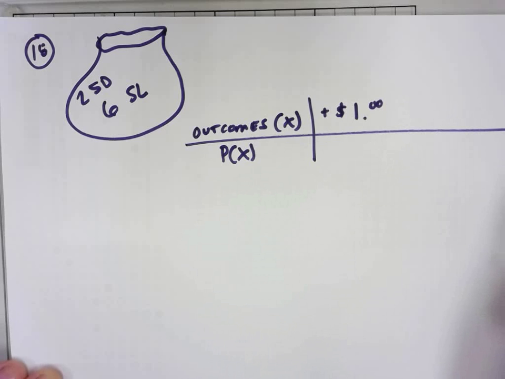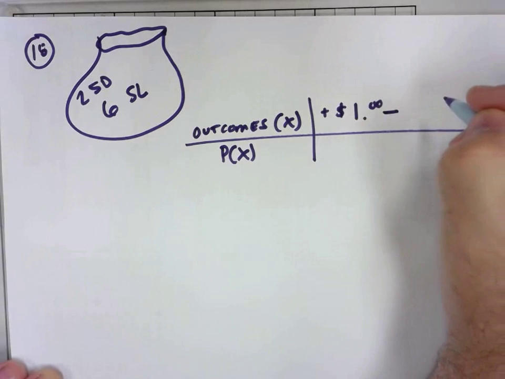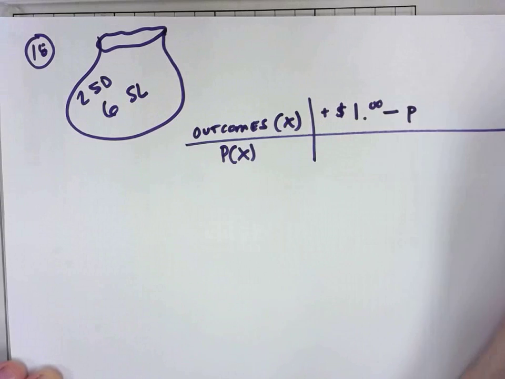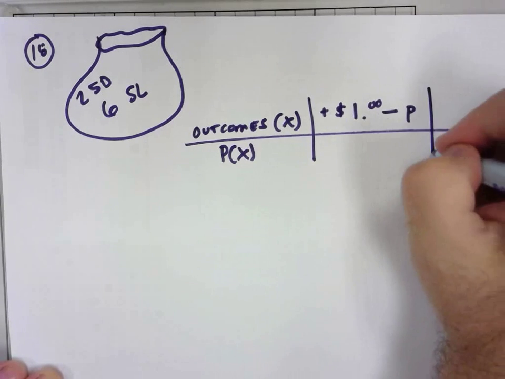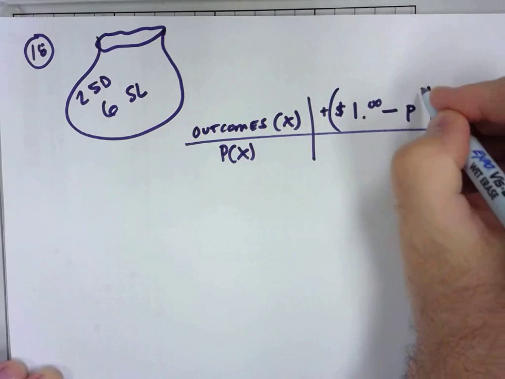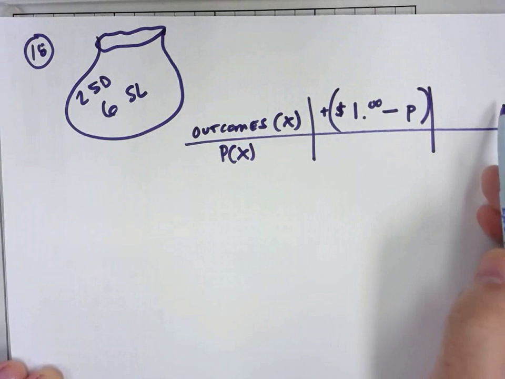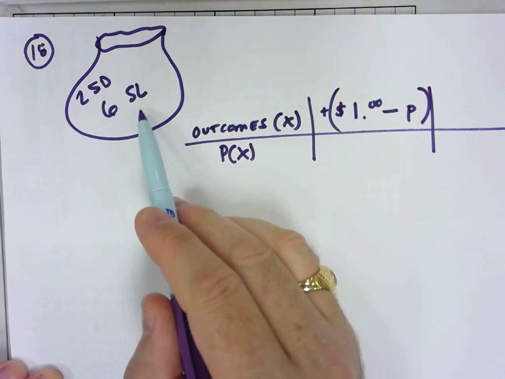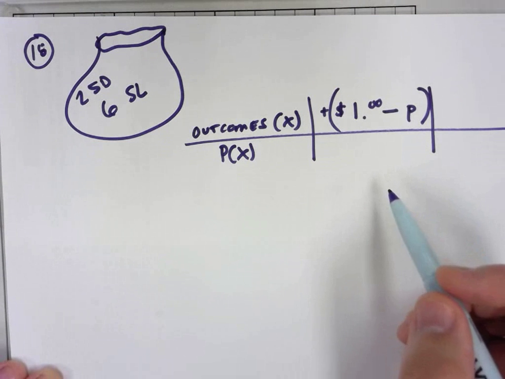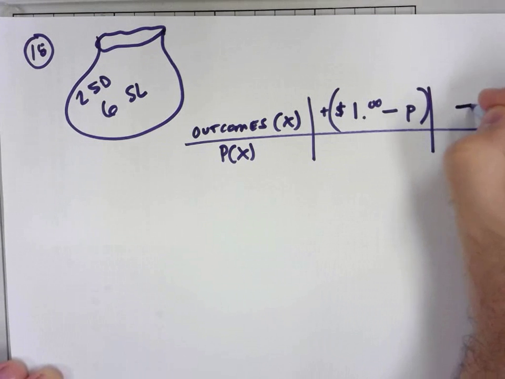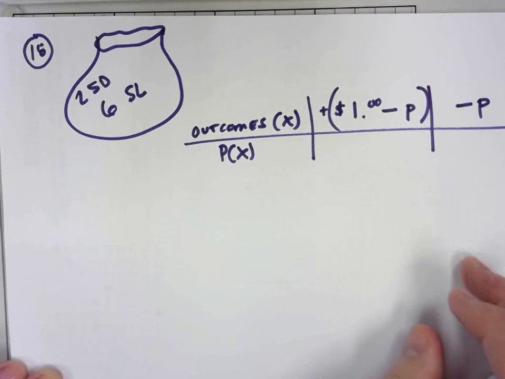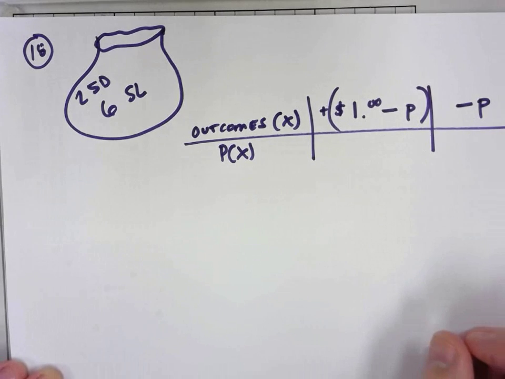And did I pay to play? Yeah, that's what we're asked to find out. Okay, what's the fair price of playing this game? So we're going to say $1 minus the price p that it cost me to play it. And then this one over here, if I pull out a slug, well, I'm just losing that amount, right? So that would be whatever the price is I paid, I lose that value.